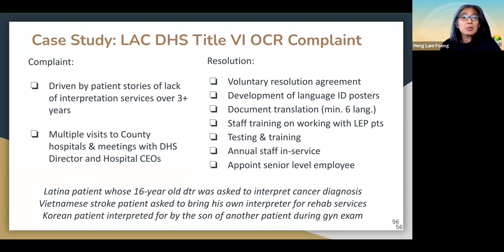Staff had to be trained on how to work with limited English proficient patients, right? There was testing and training of their bilingual staff that needed to happen. And an annual in-service for staff on how you offer customer service to the community, right? We're all service providers. We have to be able to offer care that is meaningful. So annual in-service training and appointing a senior level employee who would oversee this at each medical facility. So that was what's in the resolution agreement, which is that document after a complaint that brings the 2 sides together to come to an agreement of what this plan is going to look like. Passing it back to Joanne.